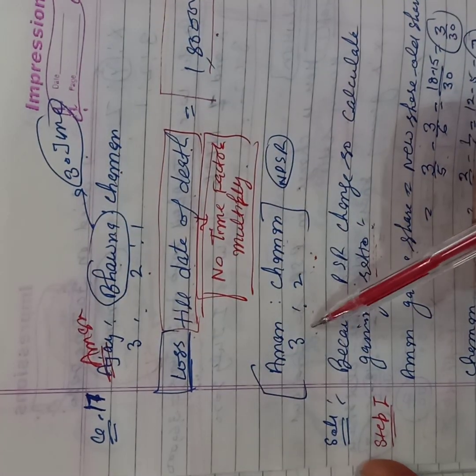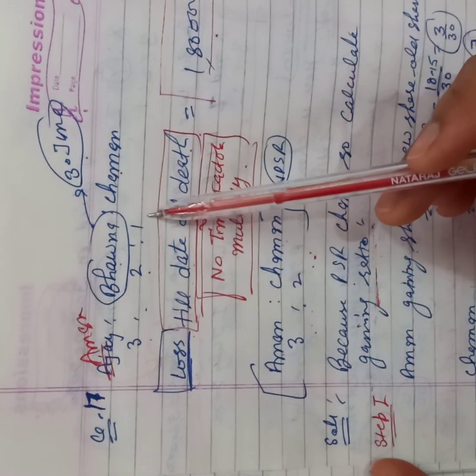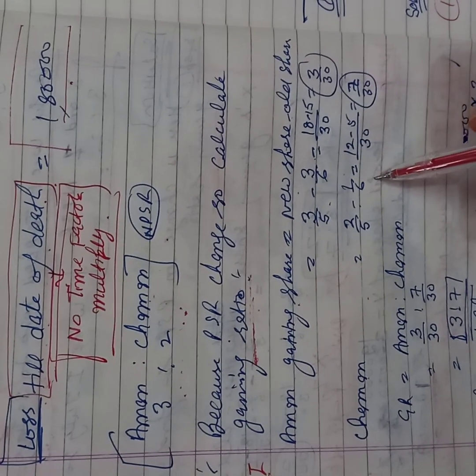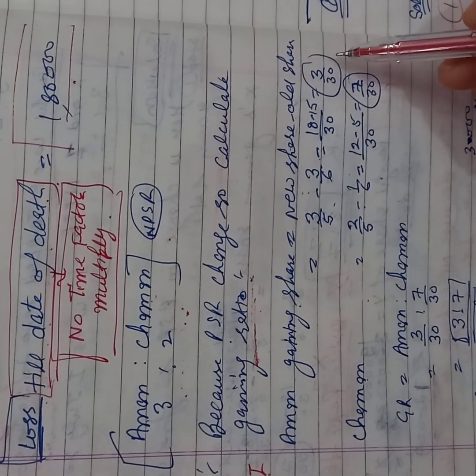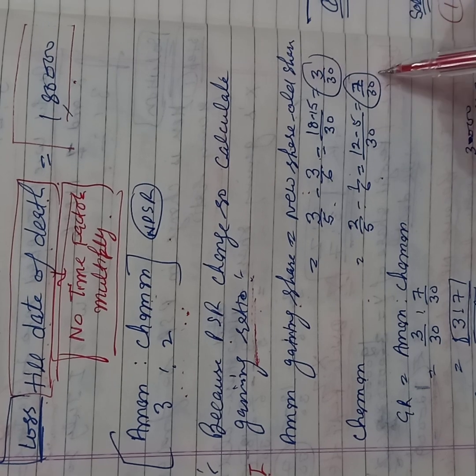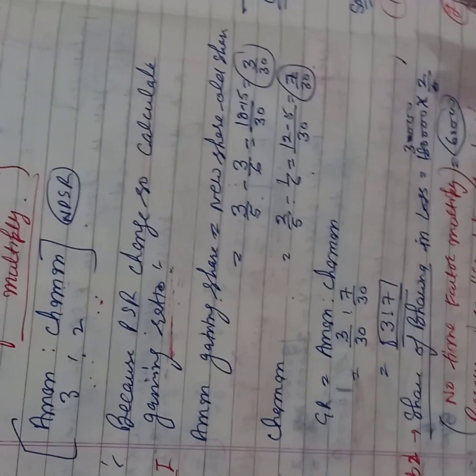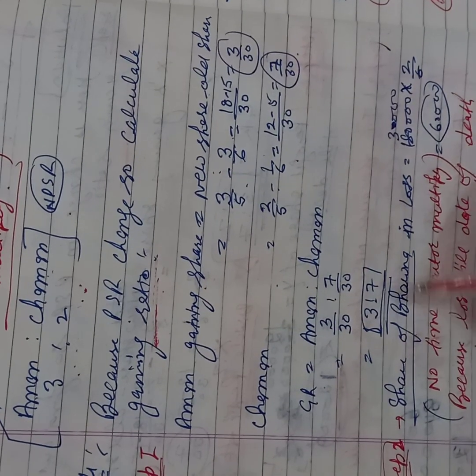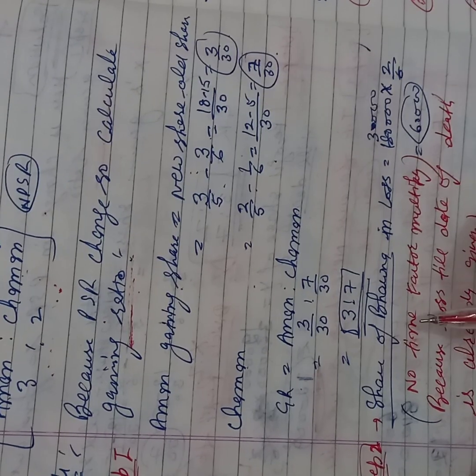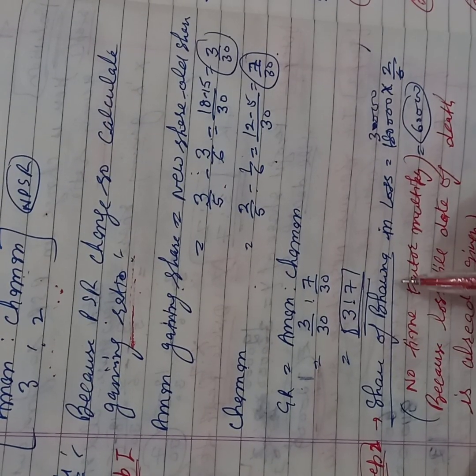So Aman's share is 3 by 6 and Chaman's share is 1 by 6. New minus old. Find out the gaining share of Aman is 3 by 30, Chaman is 7 by 30. Gaining ratio is 3 to 7. So the next step is to find out the amount of loss share of Bhavna.